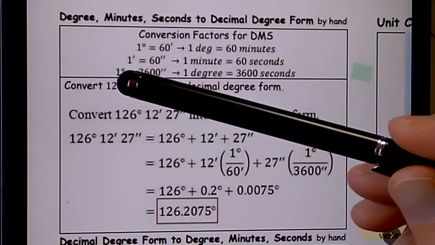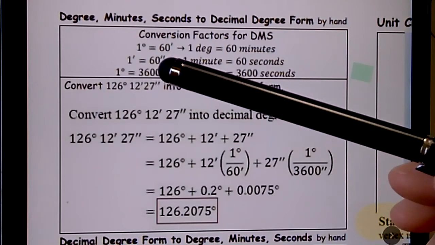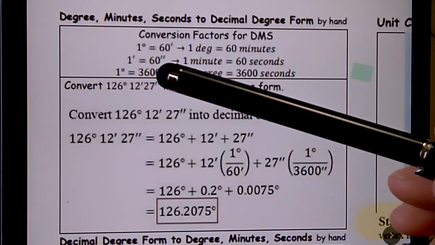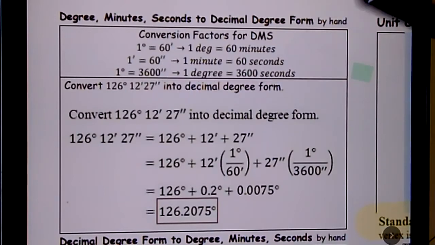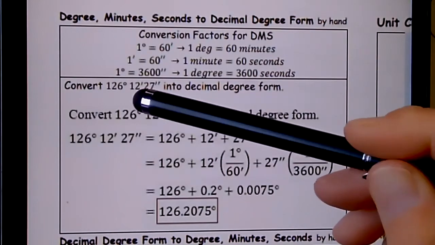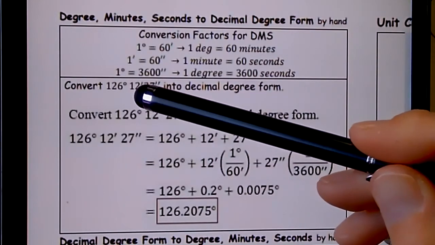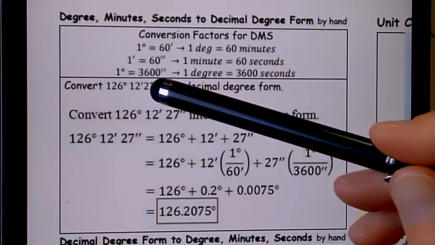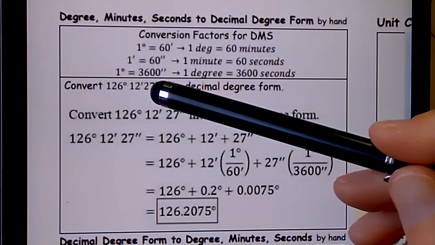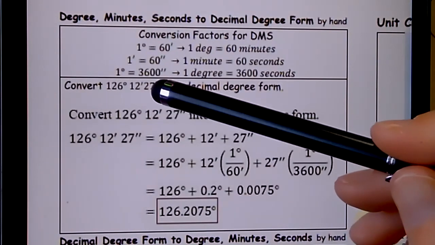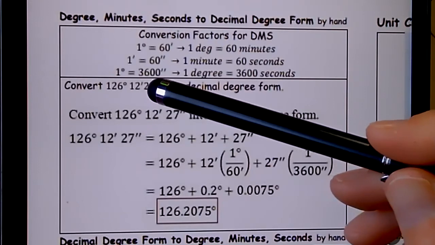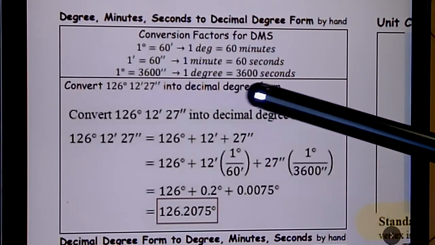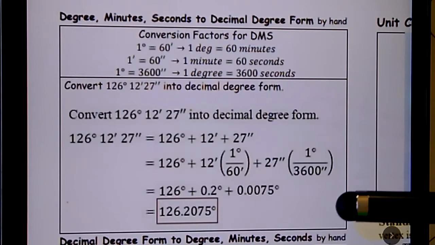1 minute equals 60 seconds. So when you have the two little marks here, that's going to be 60 seconds. So again, 1 minute is equal to 60 seconds. And 1 degree is equal to 3,600 seconds, because there's 60 seconds in a minute and 60 minutes in a degree, and 60 times 60 is 3,600. So again, 1 degree is equal to 3,600 seconds.